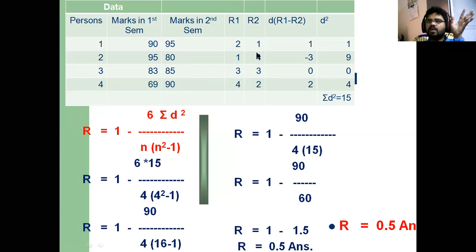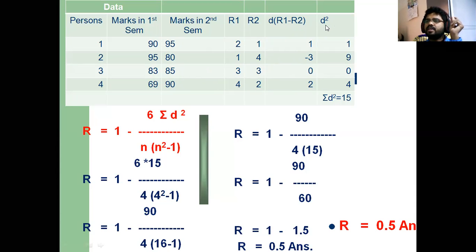After calculating the ranks in the first semester and second semester, we need to find D, that is the difference between rank 1 and rank 2. So here we find the difference: 2 minus 1, 1. 1 minus 4, minus 3. 3 minus 3, 0. 4 minus 2, 2.